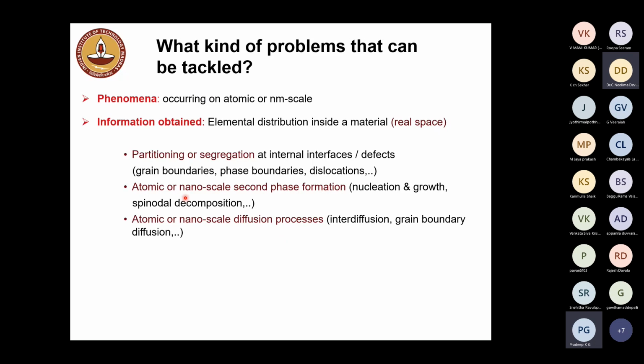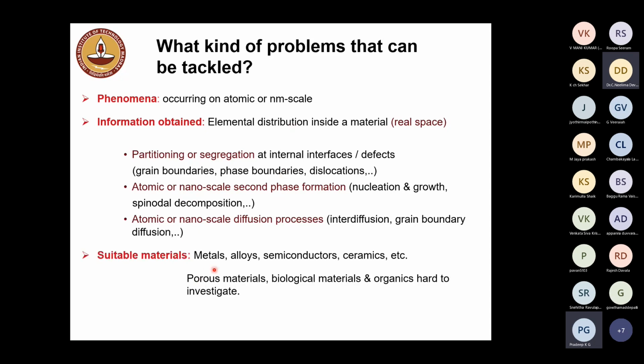And to that extent, the materials that are suitable to be studied by this technique of atom probe tomography include metals, alloys, and that can be semiconducting, as well as these days we can do ceramic material imaging as well. So to an extent, porous materials and biological materials can be studied. It depends on the stability of the material, and the organics are a little bit difficult to do, but liquid materials we cannot do with this particular technique.